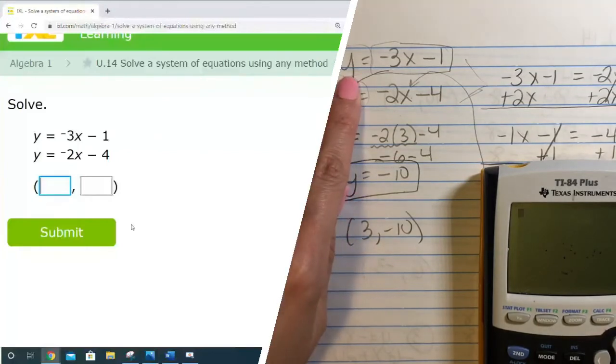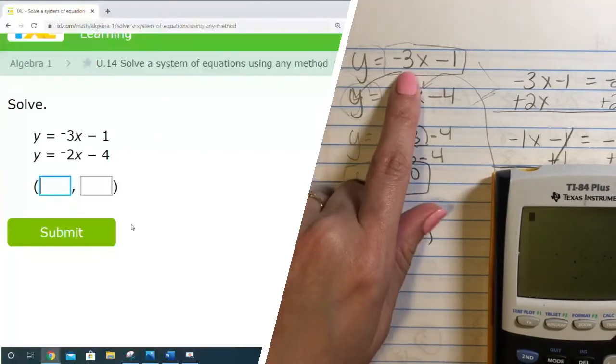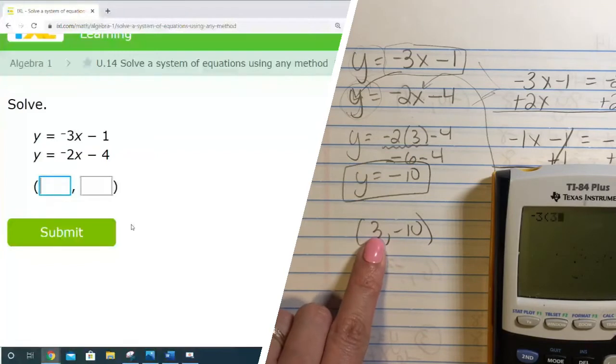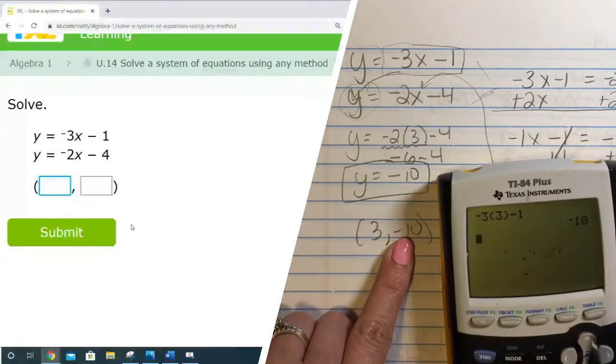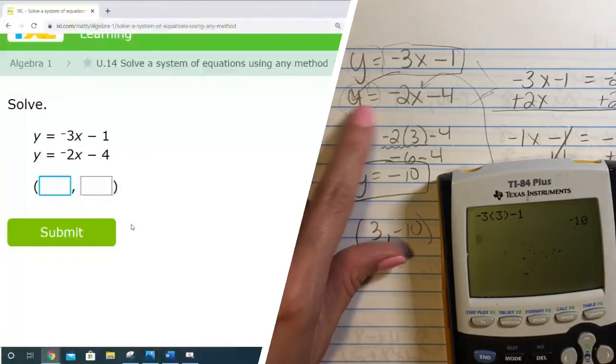So now I'm going to type in the left side. I'm going to do negative 3 times 3 minus 1. Does that give me negative 10? Yes, it does. Then I'm going to type this in.